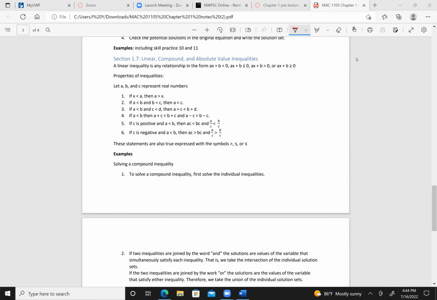There are some properties of inequalities. If we let a, b, and c represent real numbers: if x is less than a, then a is greater than x. If a is less than b and b is less than c, then a is less than c. If a is less than b and c is less than d, then a plus c is less than b plus d. If a is less than b, then a plus c is less than b plus c, and a minus c is less than b minus c.